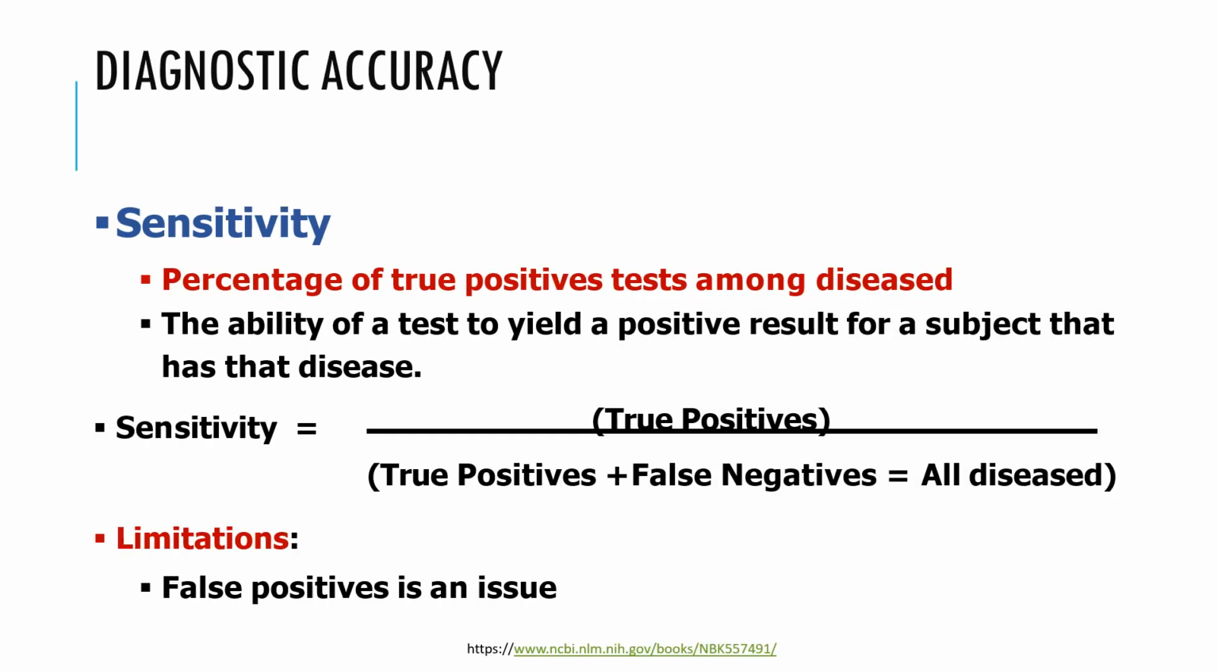Now, what is sensitivity? Sensitivity is the percentage of true positive tests among diseased. It is the ability of a test to yield a positive result for a subject that has the disease. It is a ratio of true positives over true positives plus false negatives, that is all diseased. The limitation of sensitivity is that false positives are an issue.